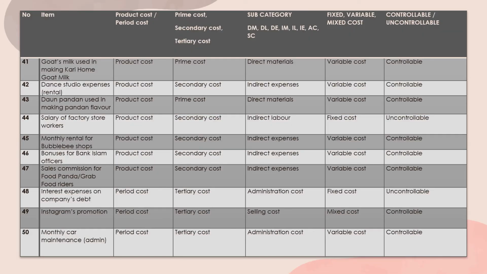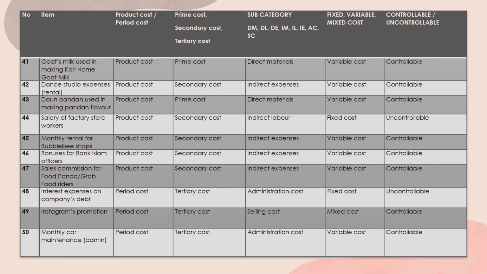Goat's milk used in making curry goat milk, product cost, prime cost, direct materials, variable cost, and controllable. Dance studio expenses, the rental, product cost, secondary cost, indirect expenses, variable cost, and controllable. Daun pandan used in making pandan flavor, product cost, prime cost, direct materials, variable cost, and controllable.